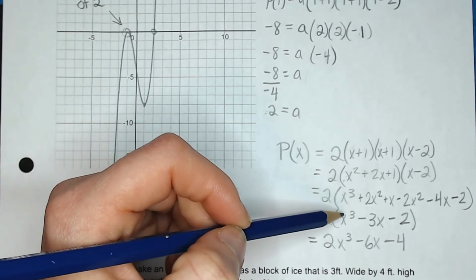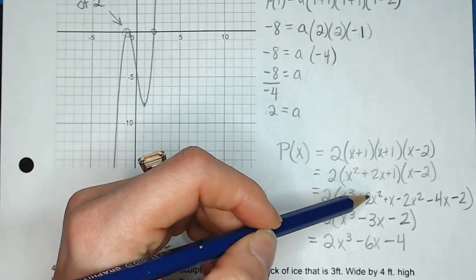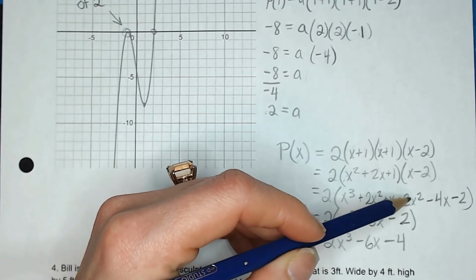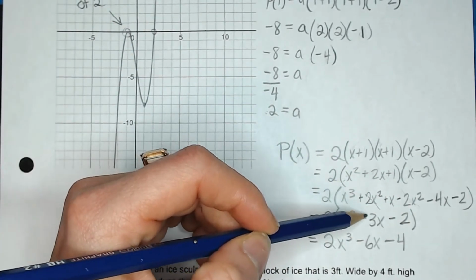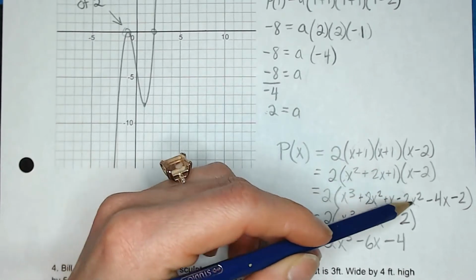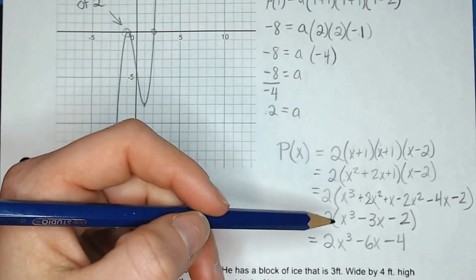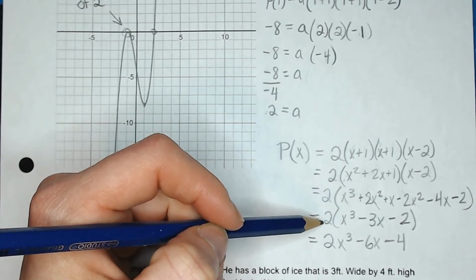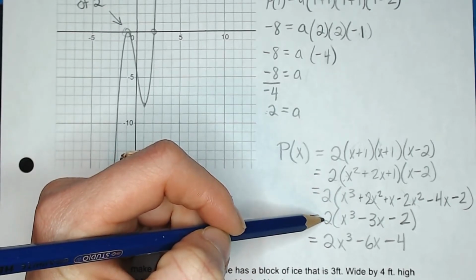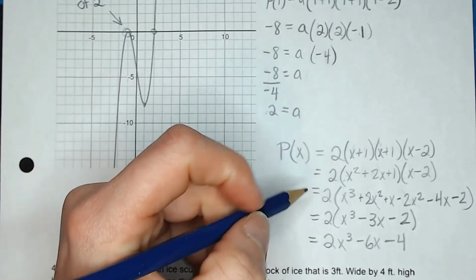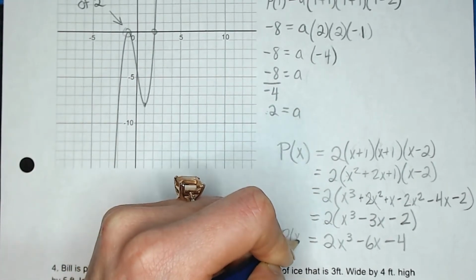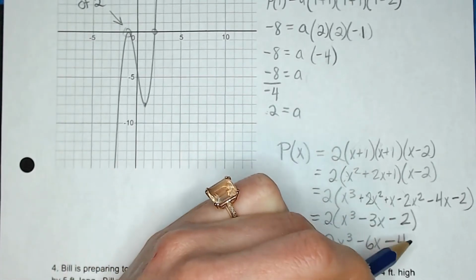The following step after that is to collect like terms. So 2x squared minus 2x squared. Notice there's no x squared in our resulting function because plus 2 minus 2 cancels each other out. Then the last step, once you've done all that, is to just multiply the 2 into each term inside the brackets, and this will give you our final function, p of x is equal to 2x cubed minus 6x minus 4.